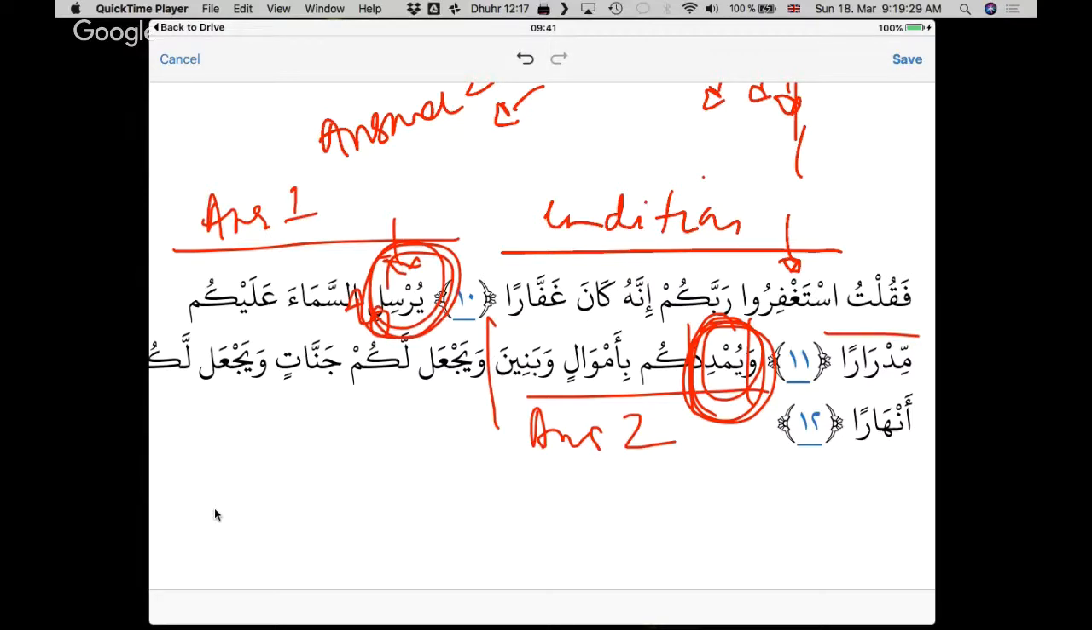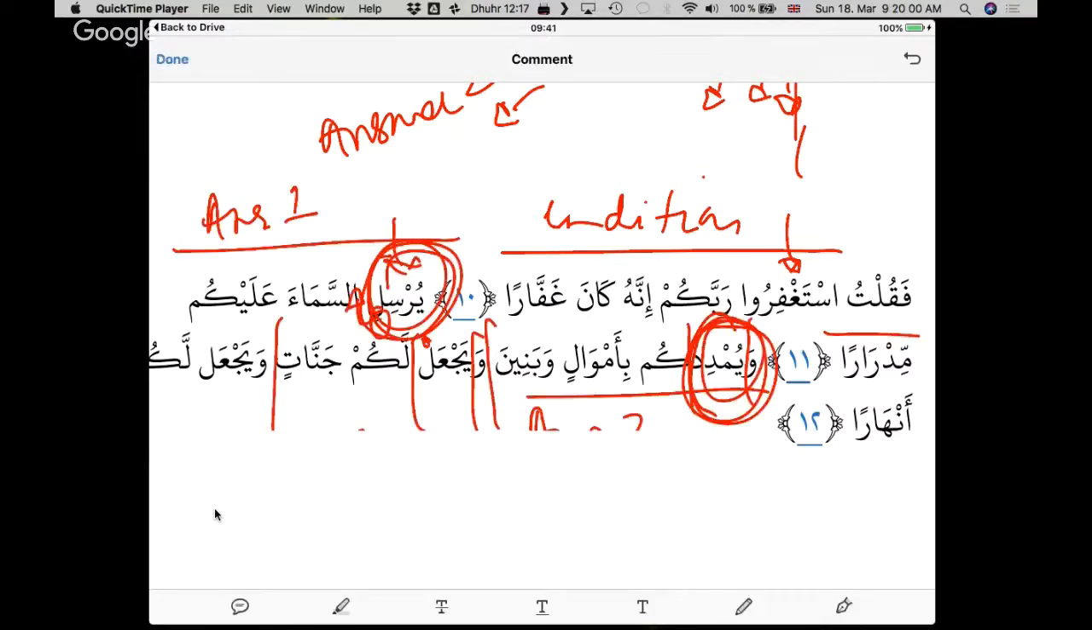Wa, there's another connector. Yaj'al lakum jannatin. Yaj'al is again the lightest fi'l. And he will place you in paradise. He'll make for you a Jannah, or place you in paradise. This is another consequence, another answer. Answer 3.